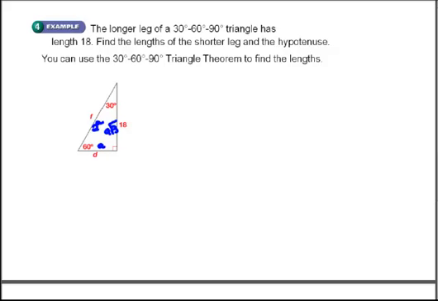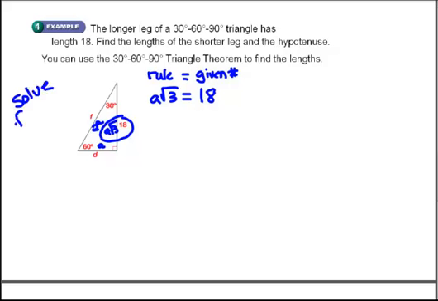Okay, I have to know something to start with, and I do. My rule is A square roots of 3. The answer is equal to 18. So here's the rule. Here's the given number. I set them equal to each other, and I solve for A. So to get this A by itself, I have to divide by the square root of 3.